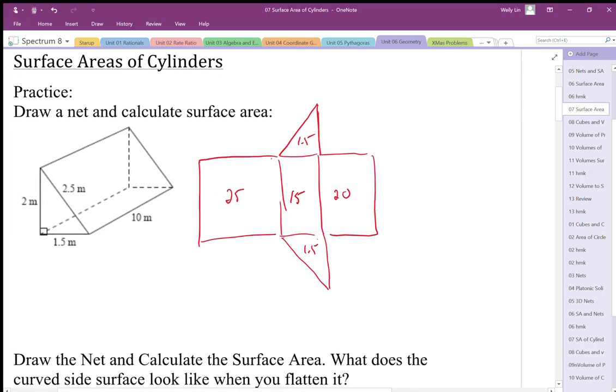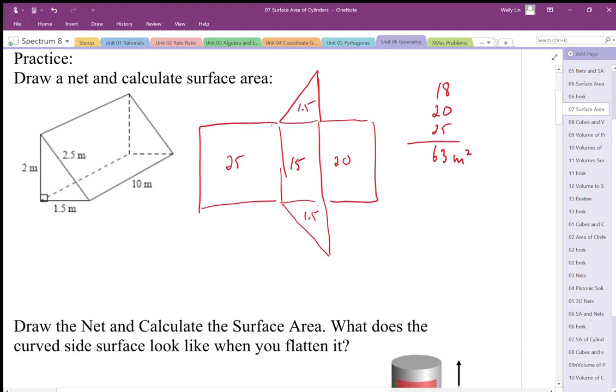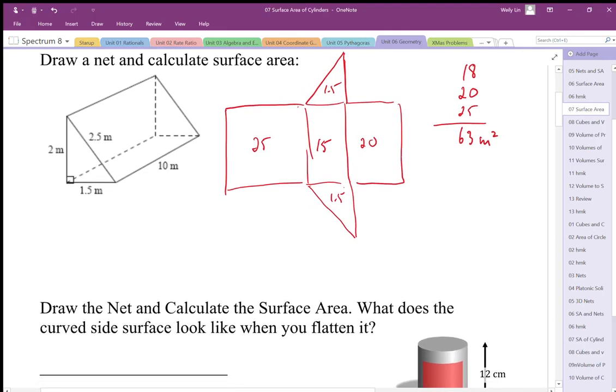Okay, so to find the surface area of this, we just add up all the surfaces. So I've got 3 on the 1.5, 1.5 is 3 plus 18. I'm just going to group some of this together. So I got 38, 58, 63 meters squared to calculate that surface. Again, the main idea is you need to organize the surfaces and make sure you have all the surfaces and are able to account for all the surfaces.